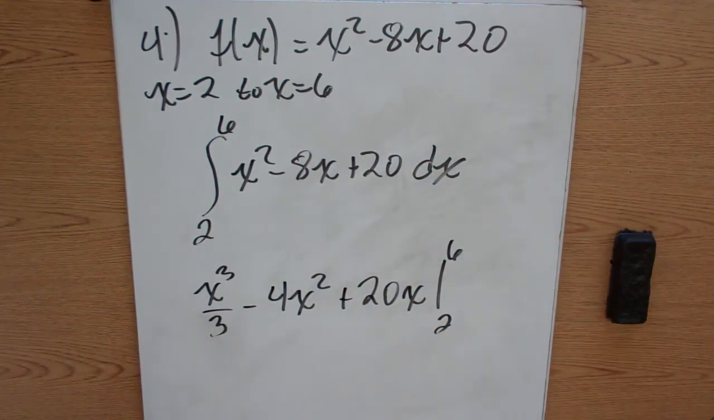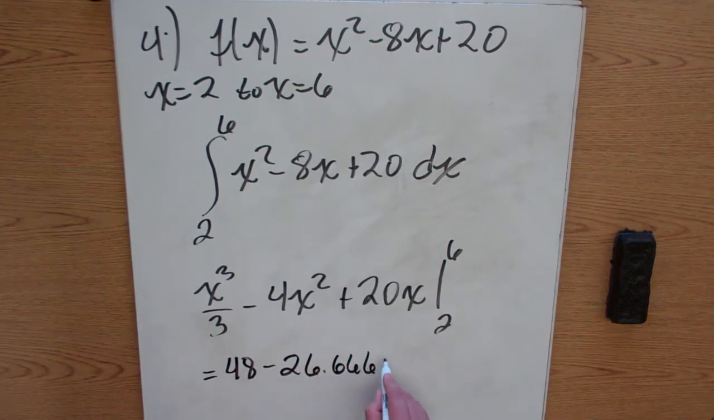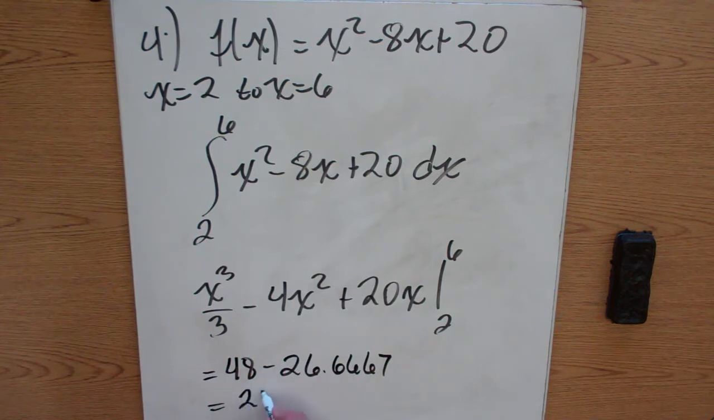All right. So now again, you just simply plug the 6 in, evaluate, plug the 2 in, evaluate, just like we did number 2, and when you evaluate at 6, you're going to get 48, minus, when you evaluate at 2, you're going to get 26.667, repeating. Those two subtracted will give you 21.33 repeating.